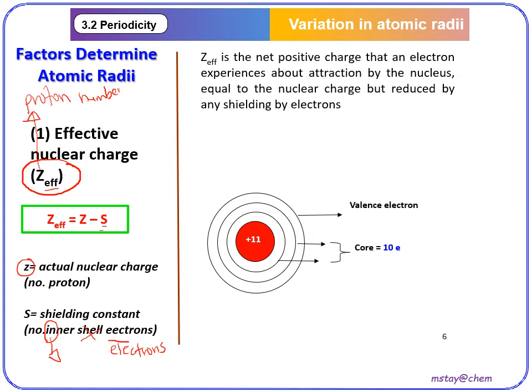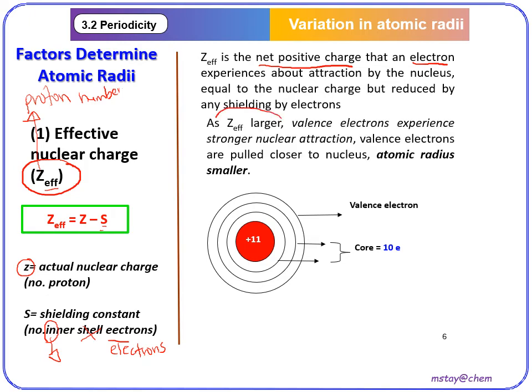Again, the definition of effective nuclear charge states that it is the net positive charge that can be felt by the electrons. So the larger the effective nuclear charge, the more the valence electron experiences a stronger nuclear attraction, which means the valence electron will be pulled closer to the nucleus, and the radius will become smaller. We take sodium as the example.